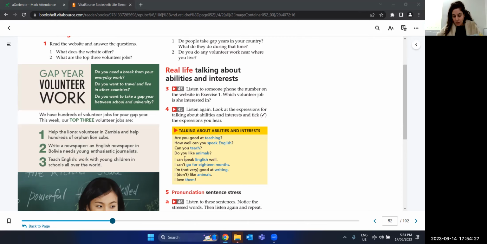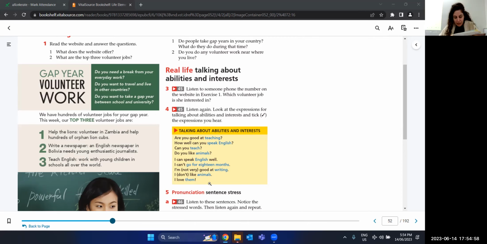I can speak English well. Yes, this is when you said what you heard. I can't go for 18 months. I'm not very good at writing. I don't like animals? No, she didn't say that. She said, I love them. So we can tick, I can speak English well, I can't go for 18 months, I'm not very good at writing, and I love them.